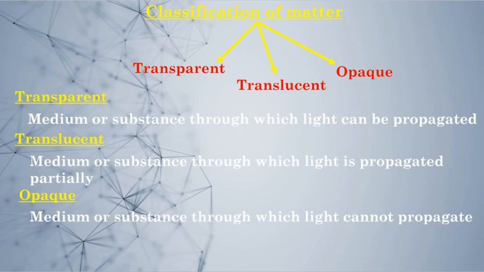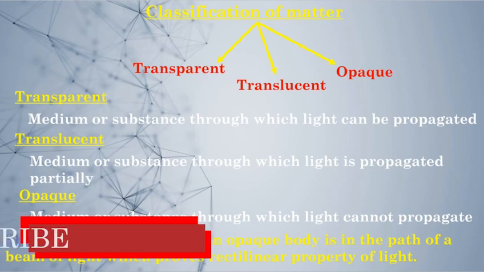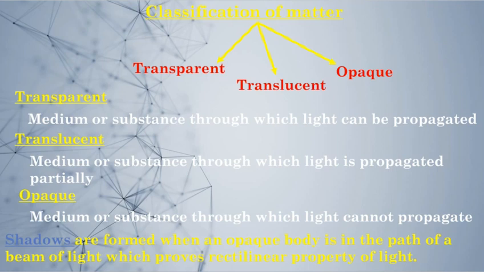Now what is a shadow? Shadows are formed when an opaque body is in the path of the beam of a light, which proves the rectilinear property of light. We have a property called the rectilinear property. We'll shortly see what it is. What are shadows and how are they formed? Now let's go over a small figure.